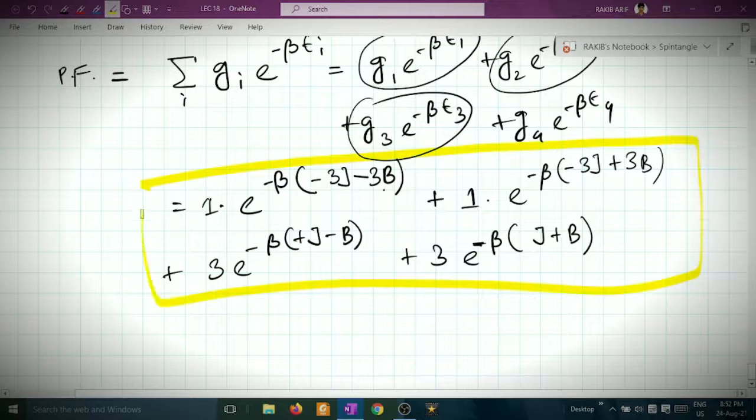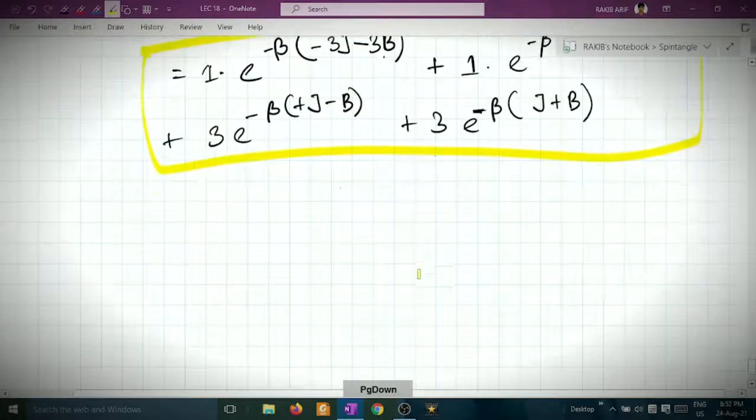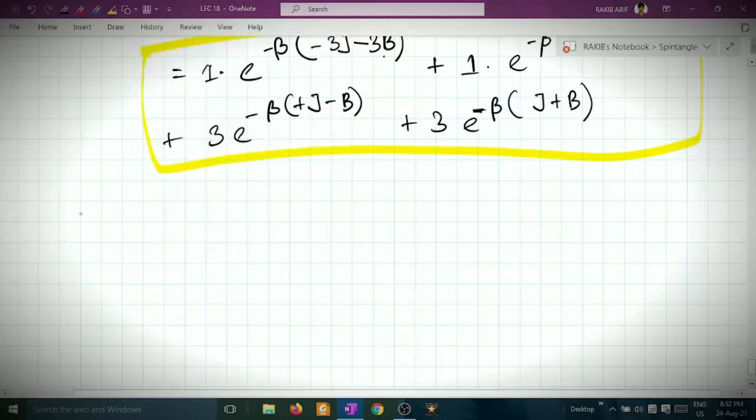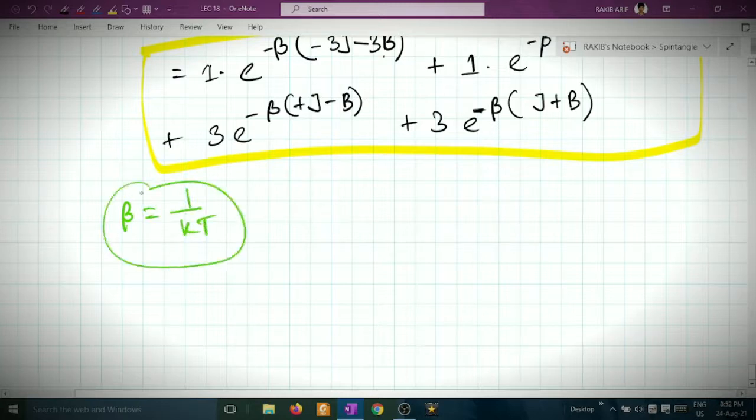In this way you can calculate the partition function. I will be giving homework for you on WhatsApp or Telegram group, so join the WhatsApp or Telegram group. This is the expression for the partition function, where beta is equal to 1 upon kT.